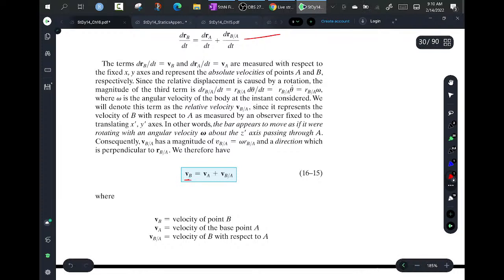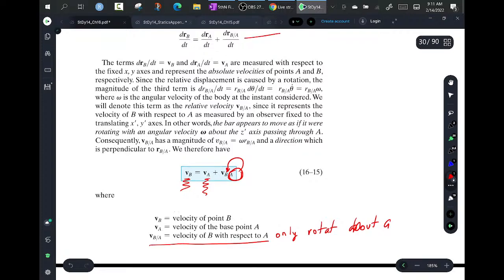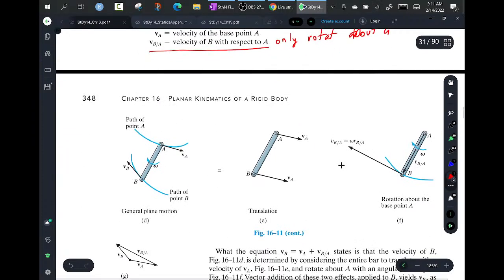And what he ends up with is, it's kind of weird, but not that weird. So you have the velocity at some point B is equal to the velocity at some point A plus the velocity of a person that's sitting on A looking at B. Now this one's only due to rotation about A.